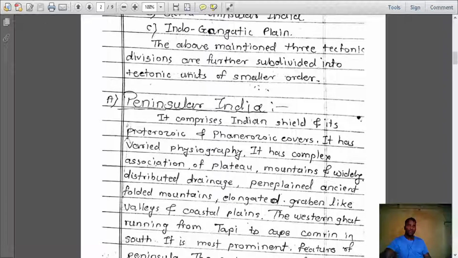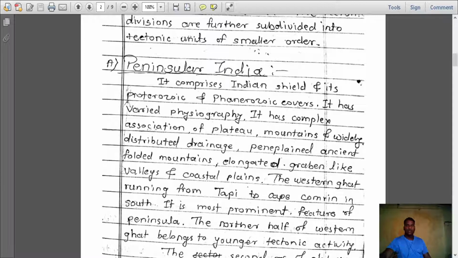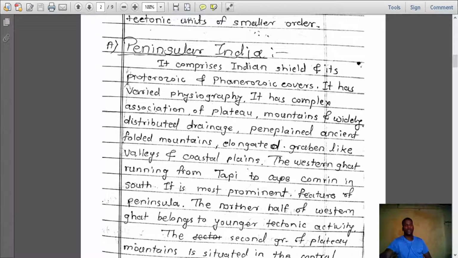Peninsular India comprises the Indian Shield and its Proterozoic and Phanerozoic covers. It has varied physiography. It has a complex association of plateaus, mountains, widely distributed drainage, peneplains, ancient folded mountains, elongated graben-like valleys and coastal plains. The western part, running from Tapi to Cape Comorin in the south, is the most prominent feature of the peninsula.